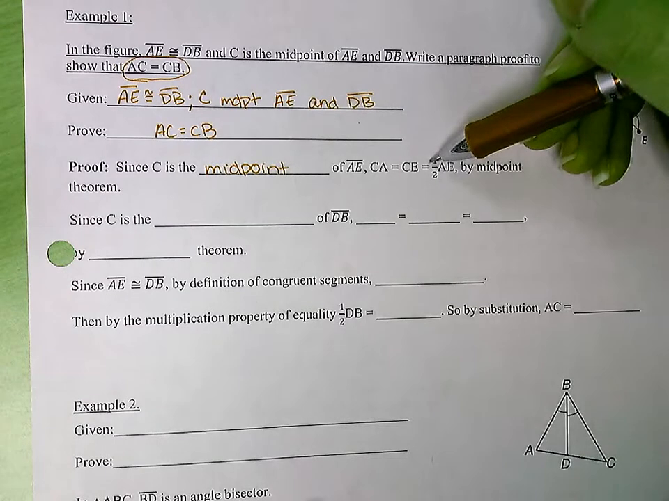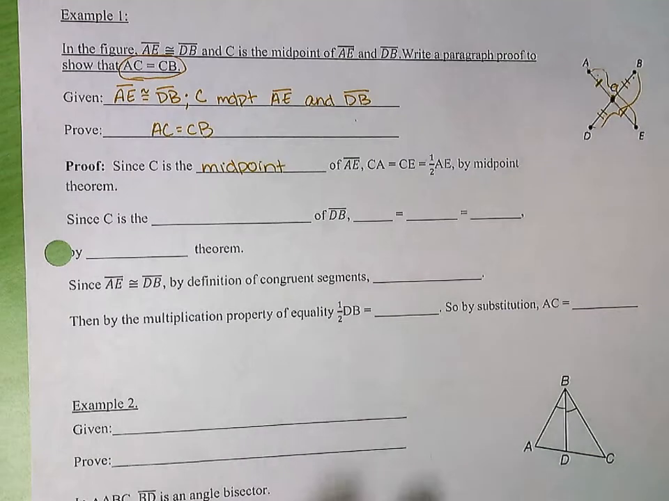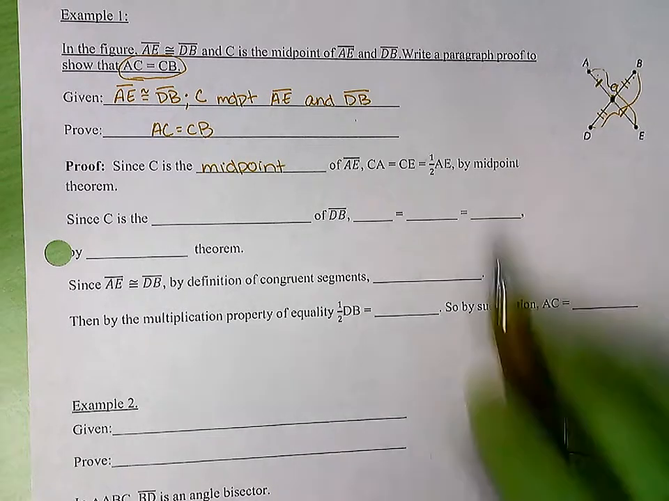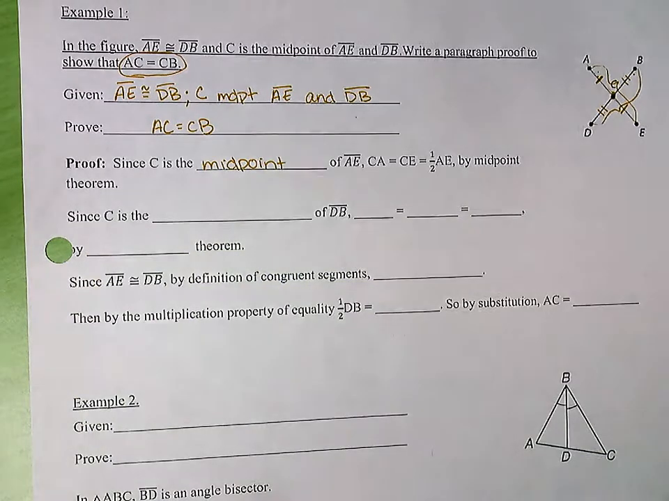But it is also equal to 1/2 of the entire segment. Okay, that midpoint splits that segment in half. So I'm going to add in that extra 1/2 AE. Now that is by the midpoint theorem. Okay, so our midpoint theorem splits it into 2 equal pieces.